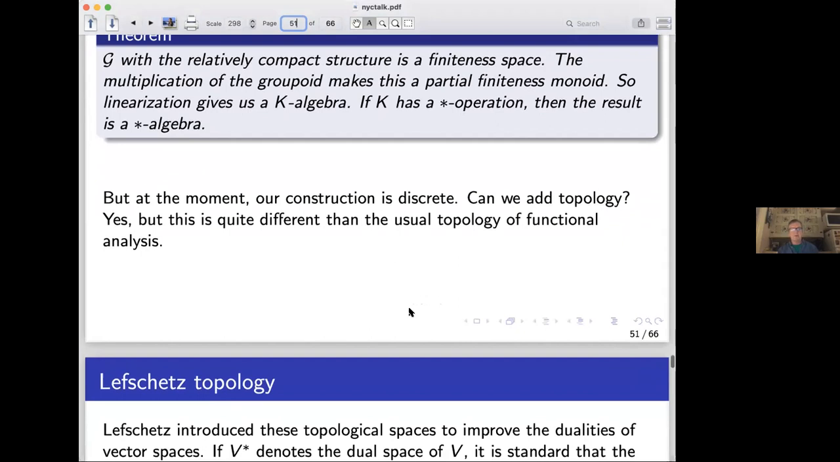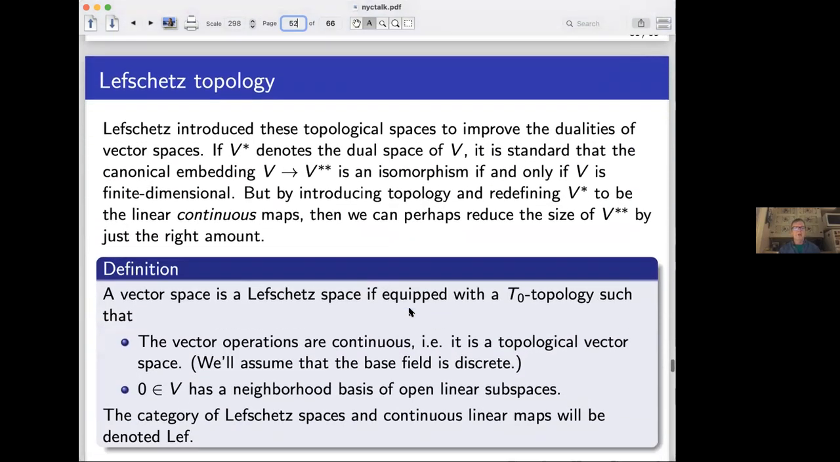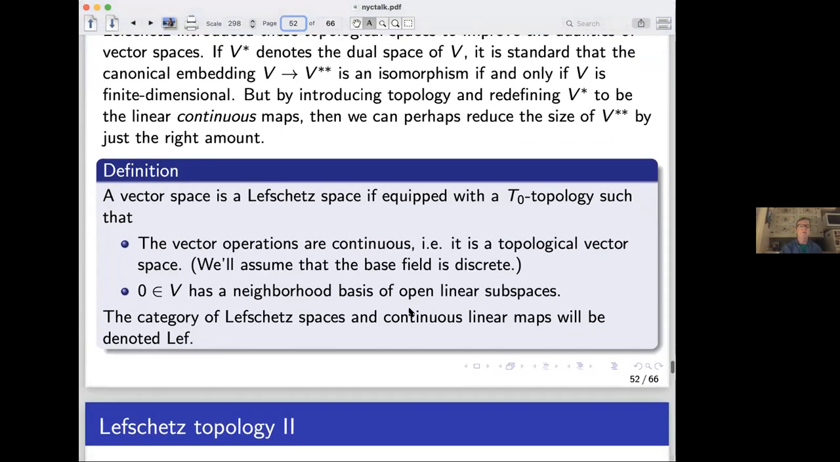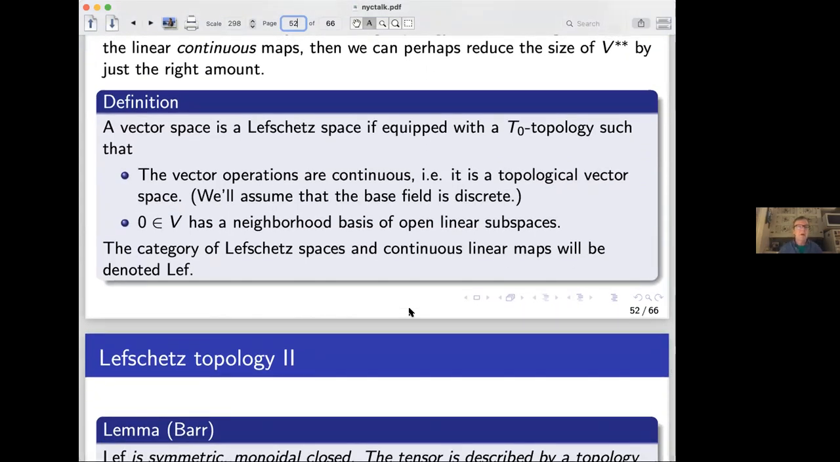And I think this is the last thing that I'll do, is just tell you how Lefschetz topology works. And I already mentioned the motivation for this. So you want to build infinite dimensional vector spaces with some topology such that the second dual space will have been cut down in size enough, where we define a dual space to be the linear continuous maps, such that the second dual space will be just the right size so that that map is an isomorphism. And these were introduced by Solomon Lefschetz. And I don't really know what Lefschetz did with them, but these work exactly as we want them to.